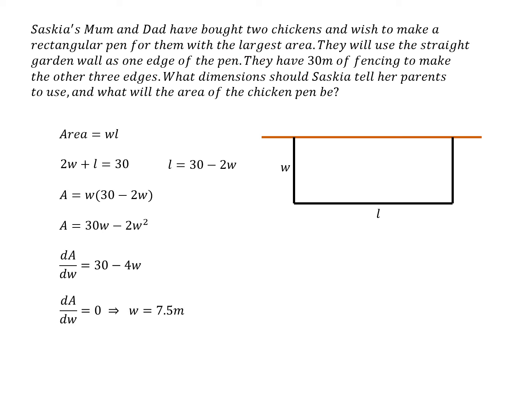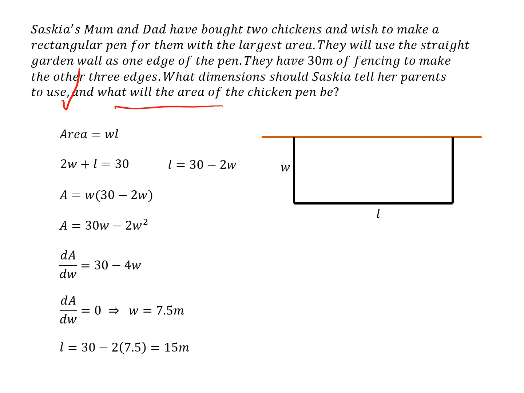Putting dA/dW equals 0 yields a value for W of 7.5 meters. We can then substitute that back into that equation there to get the value of L, which is 15 meters. So job done, yes? Well, let's just have a read of the question to make sure. What dimensions should Saskia tell her parents to use? Well, yes, we've answered that part of the question.